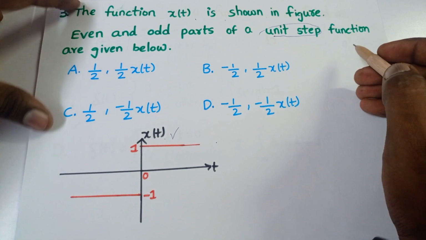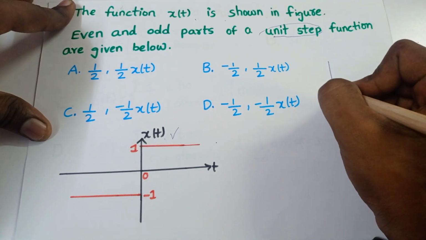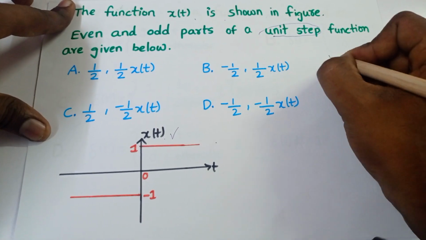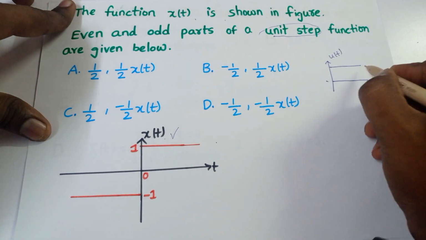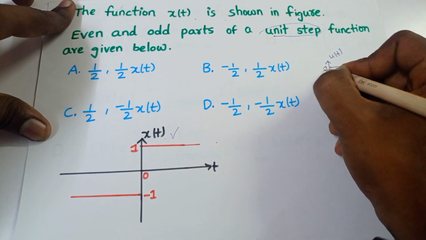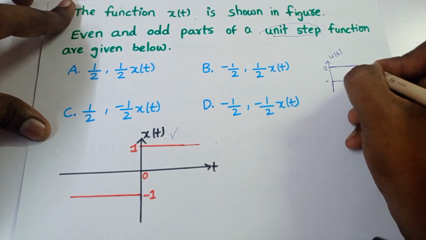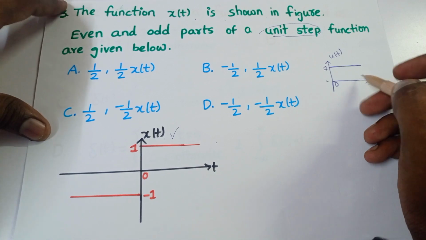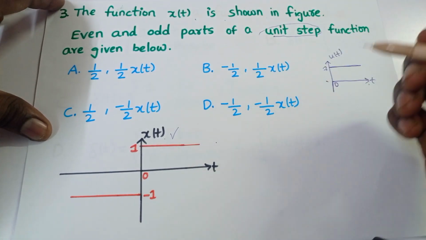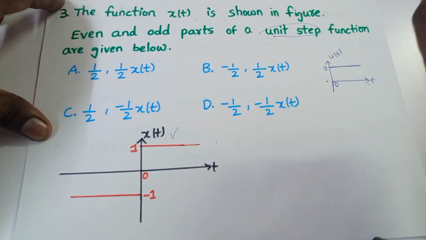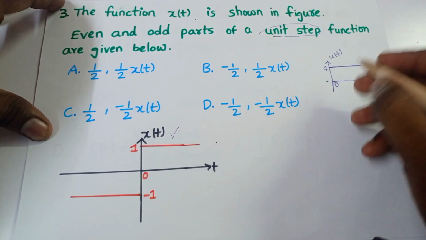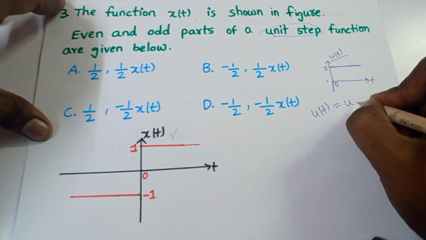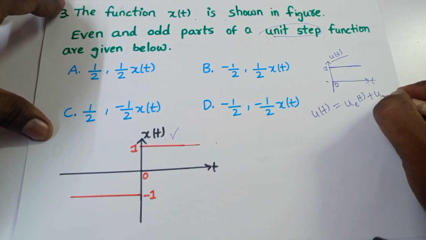For that, first we need to draw one unit step function. This is the unit step function u of t. We know the unit step function only exists in the positive time axis, having amplitude 1 from 0 to infinity. This is the unit step function. For finding the even and odd parts, remember that every signal has both even and odd parts. Every signal like u of t, the unit step signal, has both an even part plus an odd part.